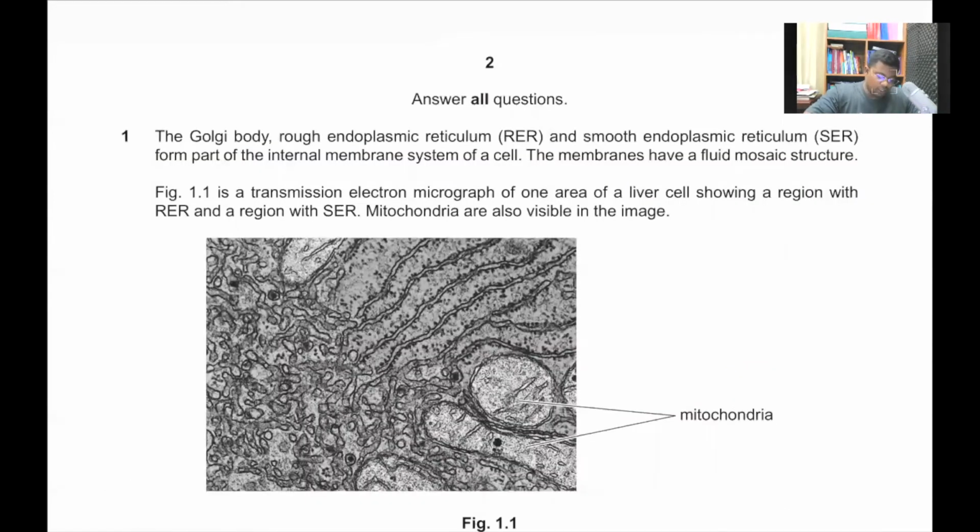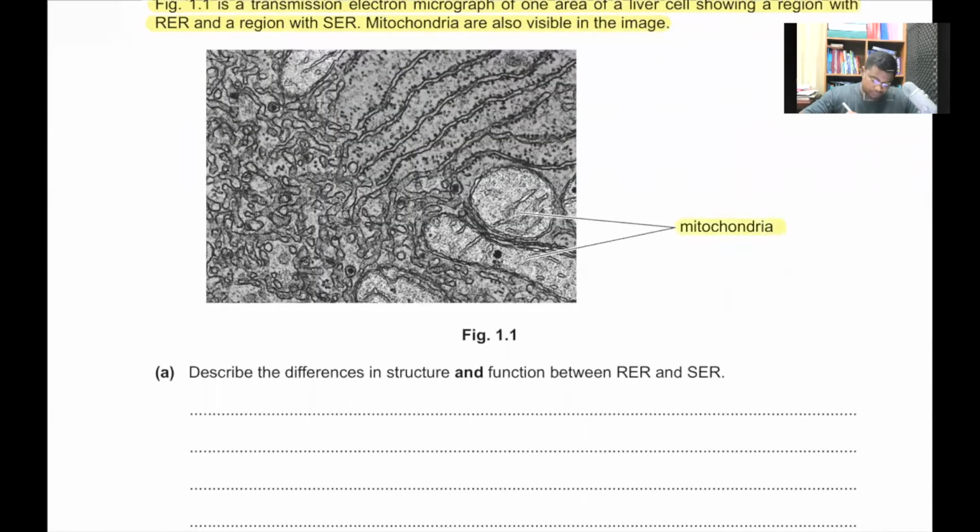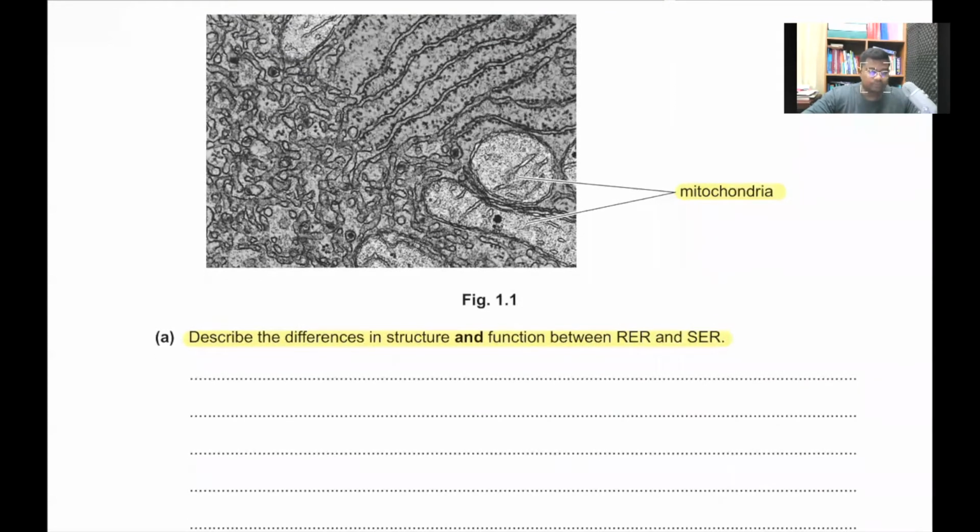Question number 1. The Golgi body, rough endoplasmic reticulum and smooth endoplasmic reticulum form part of the internal membrane system of a cell. The membranes have a fluid mosaic structure. Figure 1.1 is a transmission electron micrograph of one area of a liver cell showing a region with RER and a region with SER. Mitochondria are also visible in the image. So we can see the mitochondria. Describe the differences in structure and function between rough endoplasmic reticulum and smooth endoplasmic reticulum.